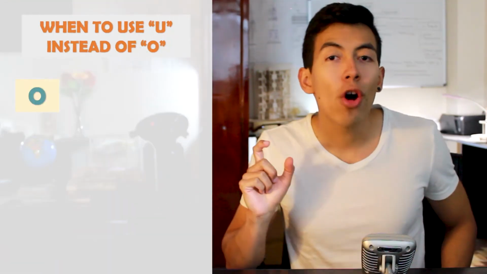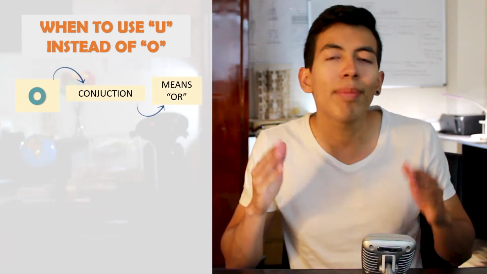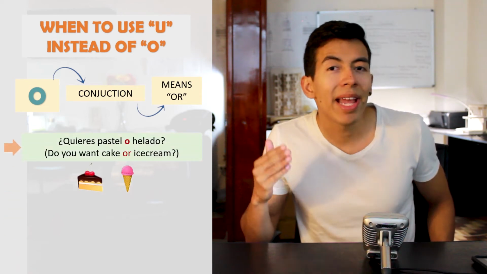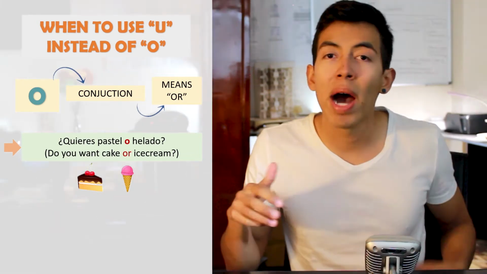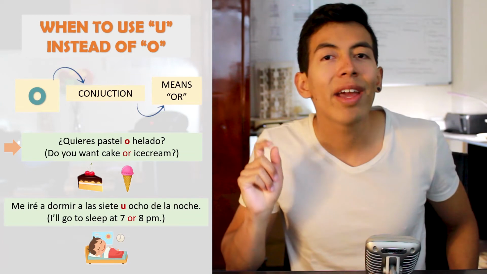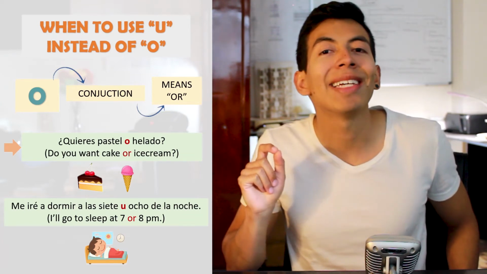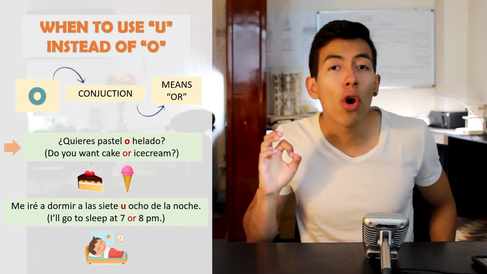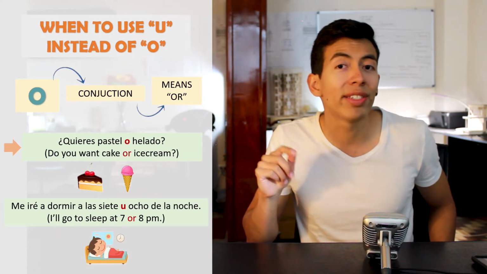La palabra o is a conjunction word that means or in English. It has the same use. And we can say sentences like ¿Quieres pastel o helado? But what happens if I say me iré a dormir a las 7 u 8 de la noche? I'm not using the word o. I'm using the word u. And there is a rule for these situations.